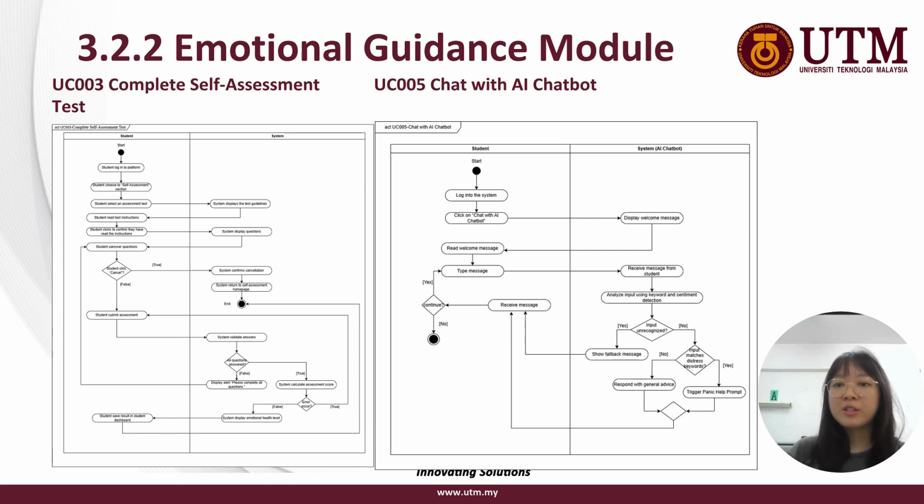However, in UC 005, which is chat with AI chatbot, students can talk to a chatbot which responds with basic emotional guidance. If distress is detected, the system will display emergency contact, like the contact number of the counselor. This feature offers private, immediate, and stigma-free support to students.